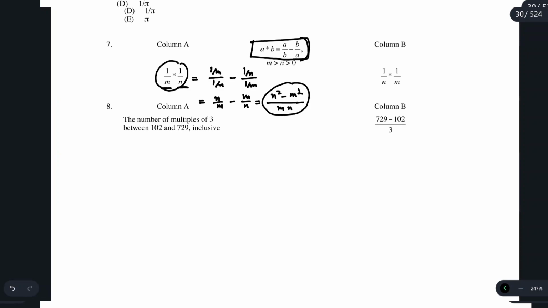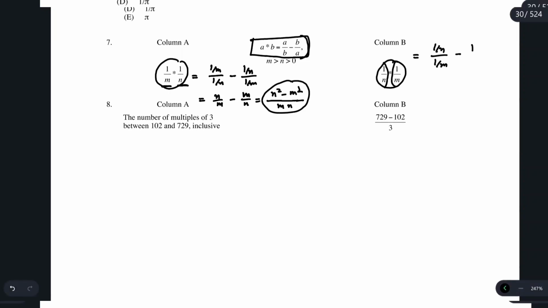Now let's try to simplify the right hand side. Here we have 1 by n star 1 by m, and 1 by n is our a and 1 by m is our b. So we can write it down as a by b, which is 1 by n over 1 by m, minus 1 by m over 1 by n, and simplify it, which can be written as m square minus n square over m by n.